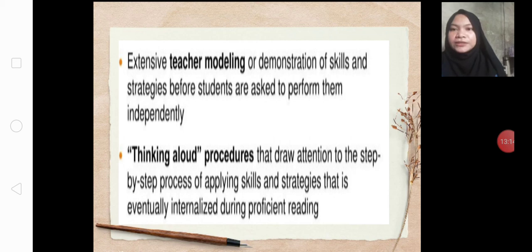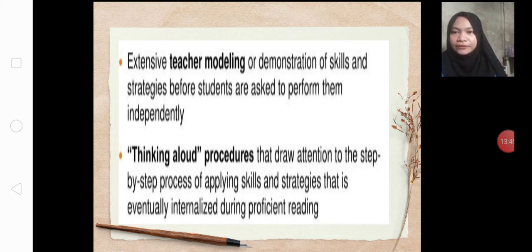Extensive teacher modeling or demonstration of skills and strategies before students are asked to perform them independently. Of course, you as a teacher, kailangan mo muna, for example, you are planning to give them a performance independently. Kailangan mo munang ma-show sa kanila o ma-demonstrate sa kanila yung gagawin nila bago mo sila i-allow na i-perform yun. Kasi, paano nila ma-perform kung hindi nila nakita kung paano gawin?